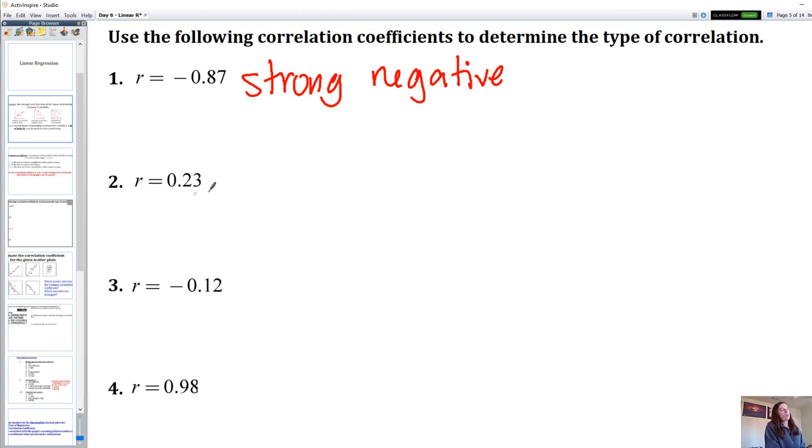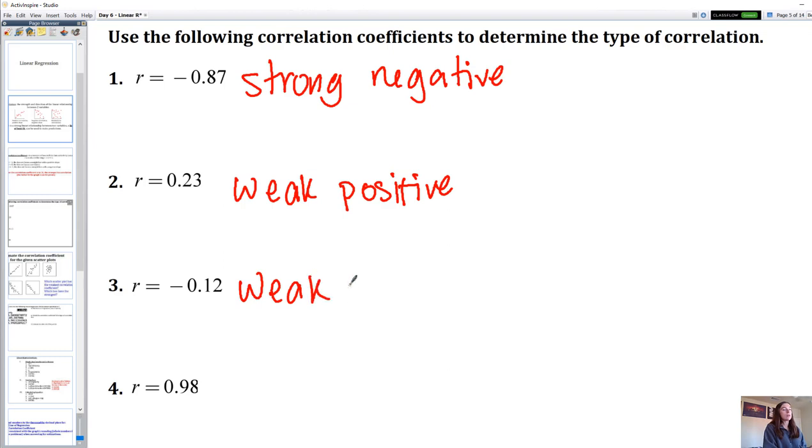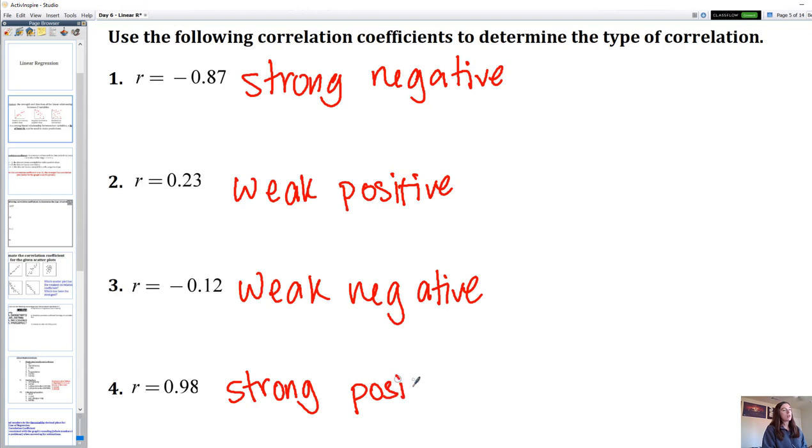Then we have R equals 0.23. Now that's closer to 0 than it is to 1, so it's positive, but we call that a weak positive correlation. Here R is -0.12. Again, that's pretty weak, but this time it's negative. It's closer to 0 than it is to -1. And then we have R is 0.98. That is a very, very strong positive correlation.